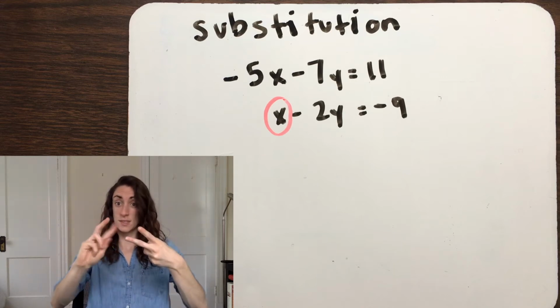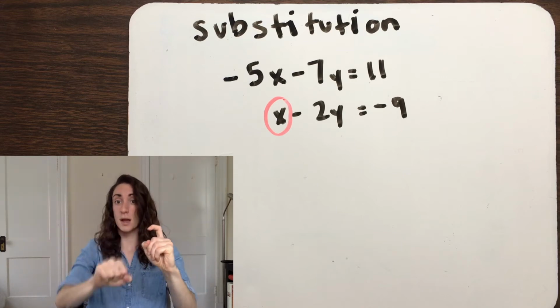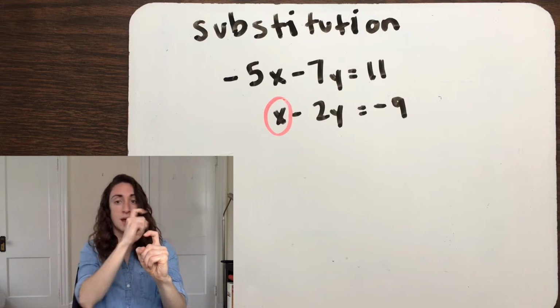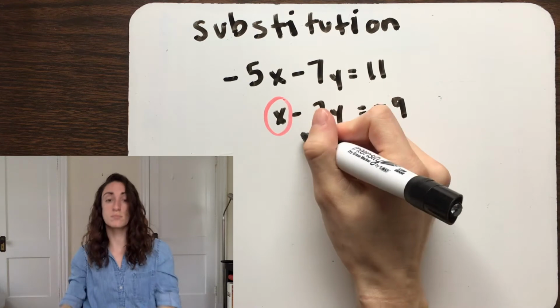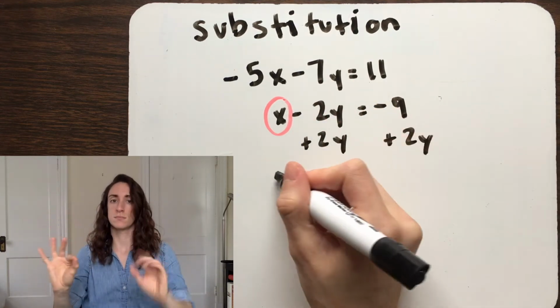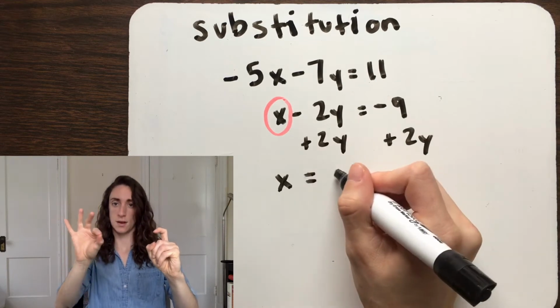So what that process looks like, we're going to take that second equation and try to get x by itself on one side of the equation. We want x equals and all the other terms on the other side. So we can do that by moving this 2y to the other side of the equation, and we'll get x equals negative 9 plus 2y.